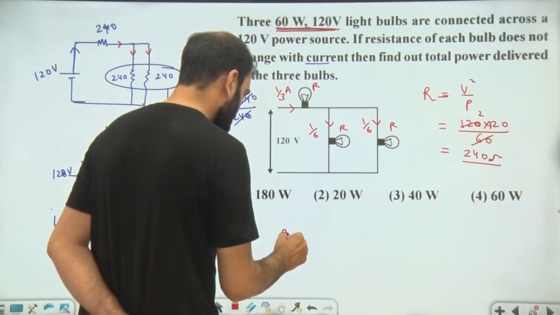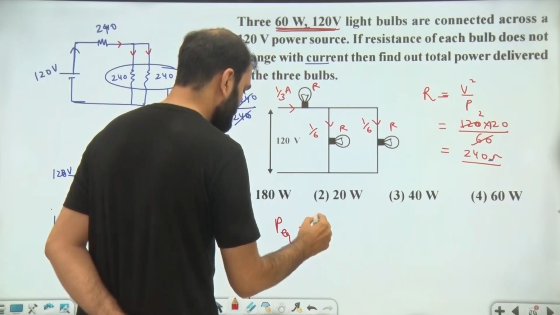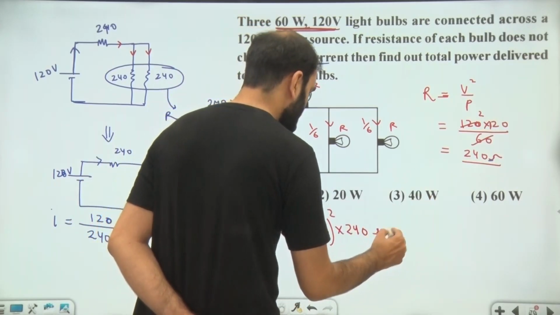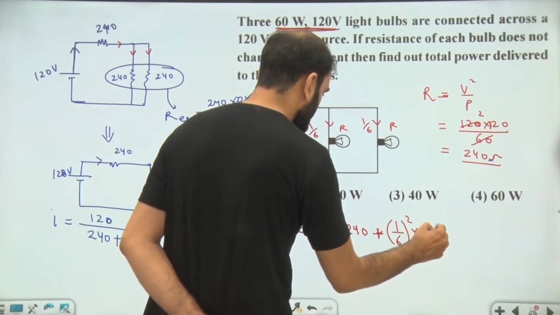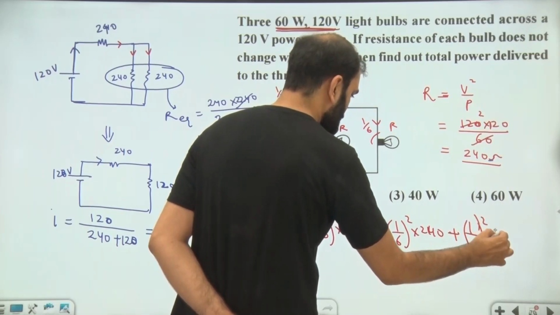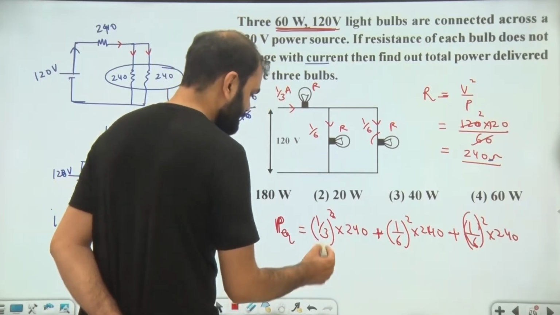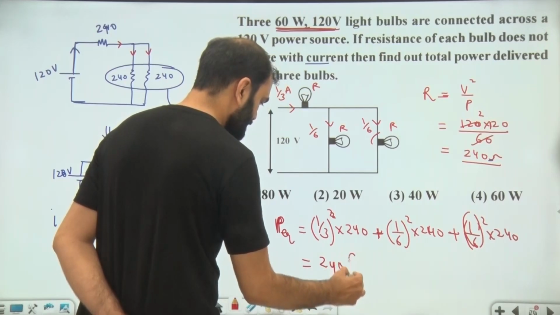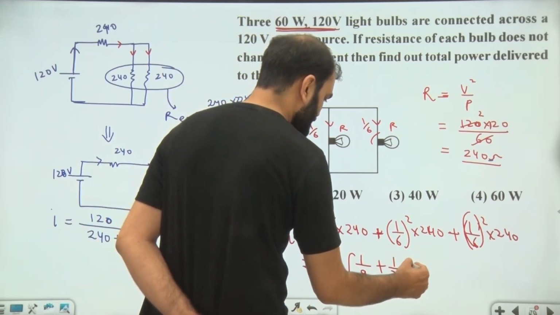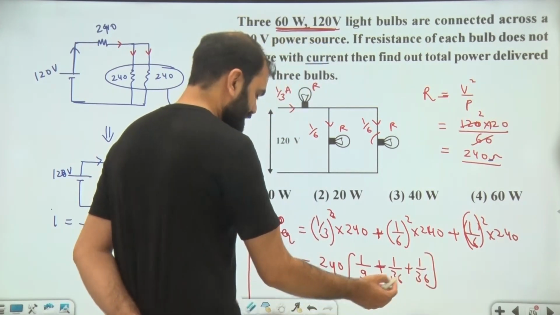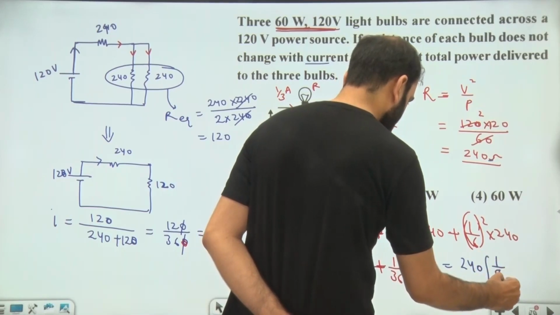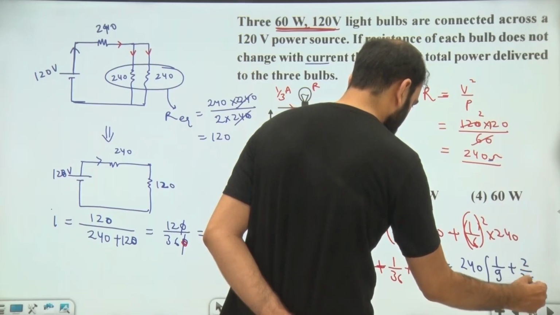Now you can take out the total power. What is the total power? P equivalent can be written as the power in this resistance, I squared into R, and the resistance R is the same for all, that's 240, plus 1 by 6 squared into 240 for this one, and again I squared R for the other. Now solve it: 240 is common, and you get 1 upon 3 squared, that's 1 by 9, plus 1 by 36 plus 1 by 36, which is 2 by 36.